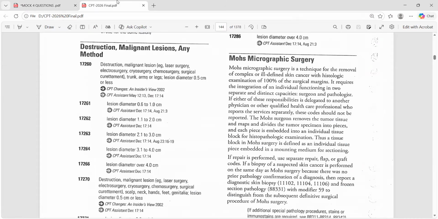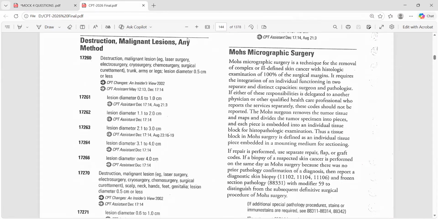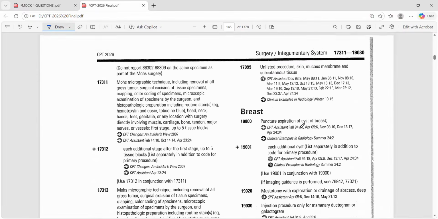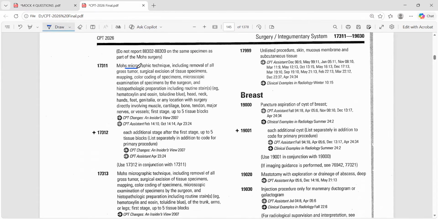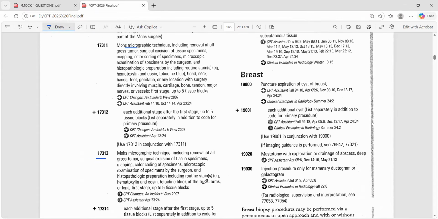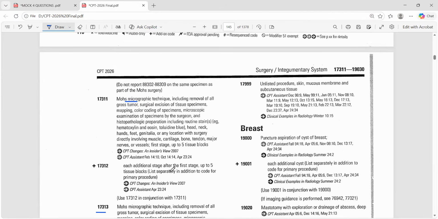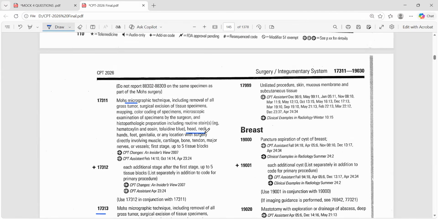We'll show you in the book. Okay, go to the book. Mohs micrographic surgery, 10,000 series. See the anatomical site first. See here, Mohs 17311 and 17313, the Mohs anatomical site codes. See here, trunk, arms, and legs 17313. See here in 17311, head, neck, hands, feet, genitalia. Head, scalp is present on the head, right?